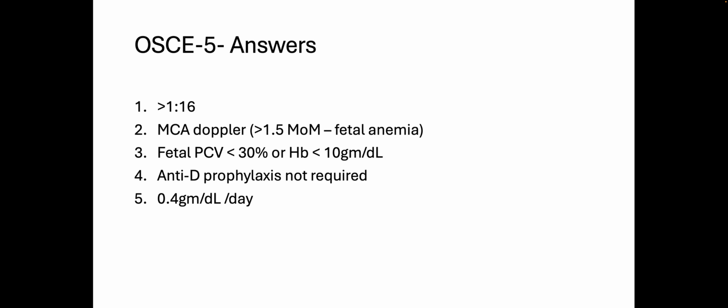So without hydrops, there's a very good criterion that if it's more than 1.5 MOM, you can do an IUT. Fetal PCV was less than 30 and hemoglobin of less than 10. So that's very important. And anti-D prophylaxis is not required here, as I said, because the mother is already sensitized and this will not help. And around 0.2 to 0.6 is the range given. So I've just written 0.4 gram of hemoglobin falls per day when you give the first IUT, and this changes as you do multiple IUTs.